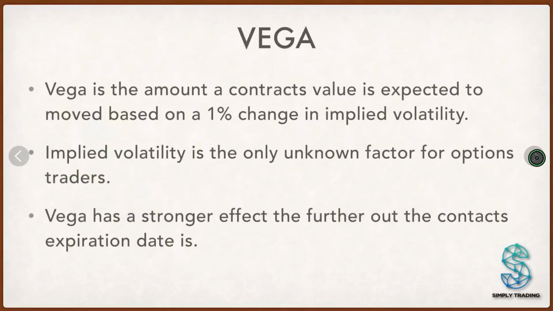So now we're going to talk about Vega. Vega is the amount a contract value is expected to move based on a 1% change in implied volatility. Implied volatility is the only unknown factor for options traders. Okay, and Vega has a stronger effect the further out the contract's expiration date is.